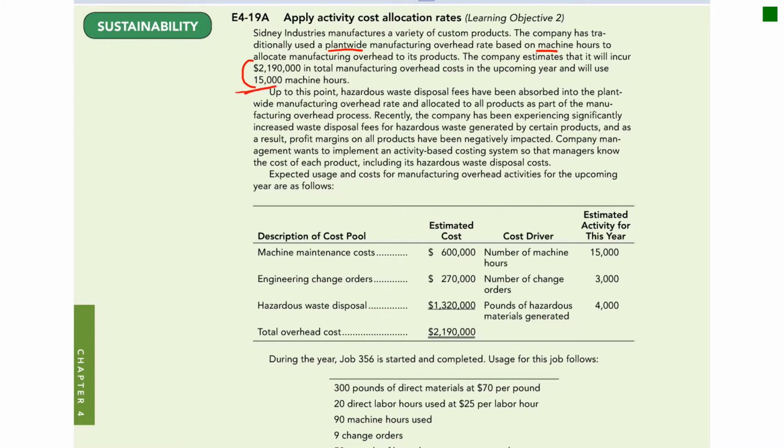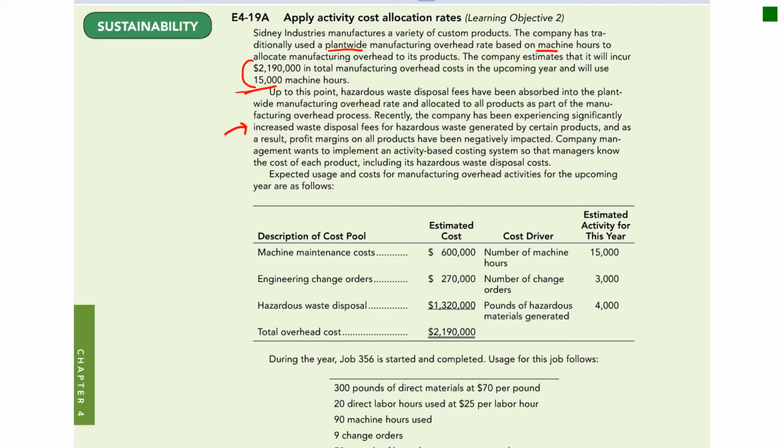Now, the second part of the problem says, up to this point, hazardous waste disposal fees have been absorbed into the plant-wide manufacturing overhead rate and allocated to all products as part of the manufacturing overhead process. It says recently the company has been experiencing significantly increased waste disposal fees. So what that basically means is that's part of overhead. Your overhead costs are starting to increase.